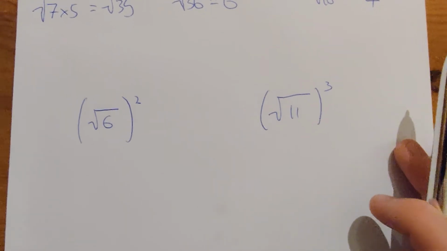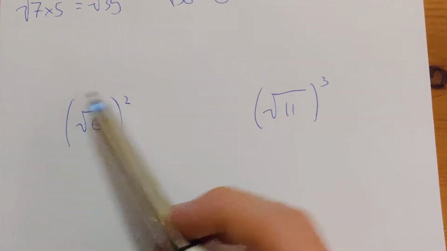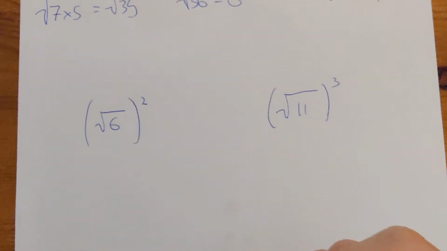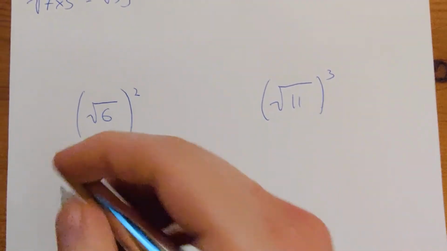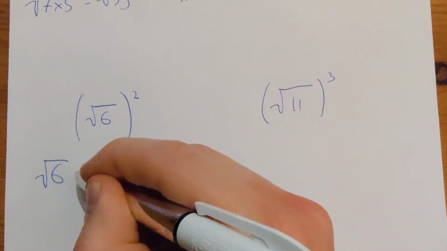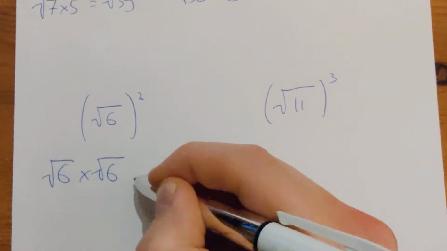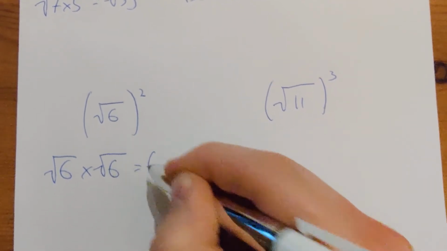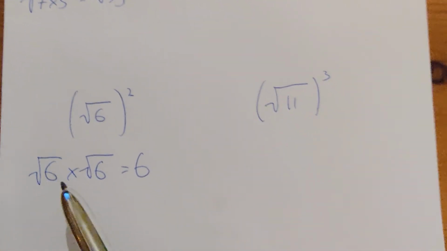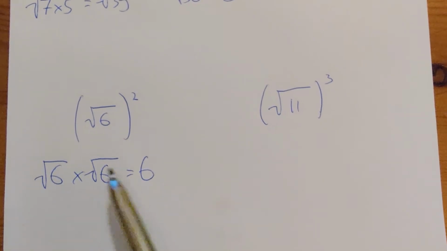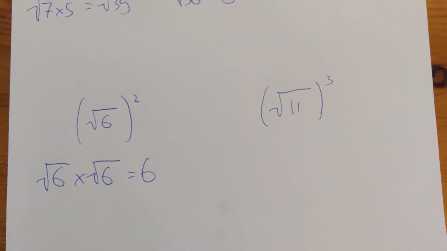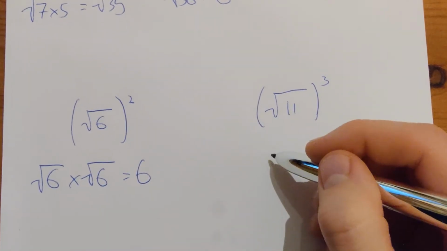We can also raise these surds to powers. Here's a very similar one to the one we just did. Square root of 6 squared means the square root of 6 times the square root of 6, which just gives me 6. I could write that it's root 36, but we know that the square root of something times itself gives you that thing.